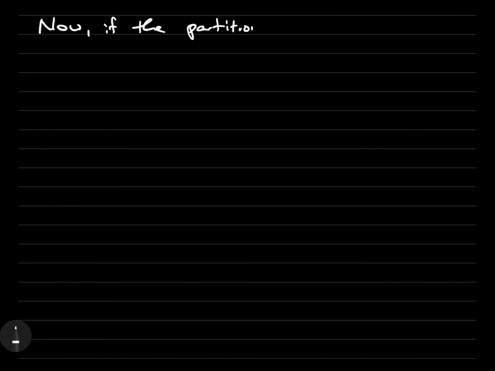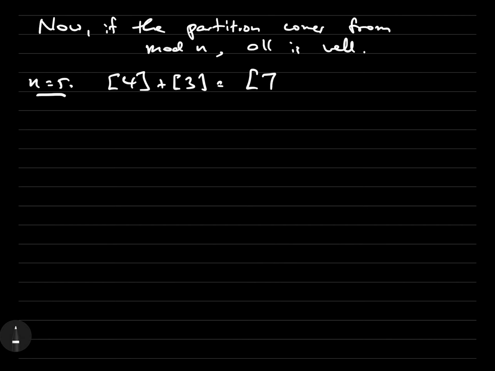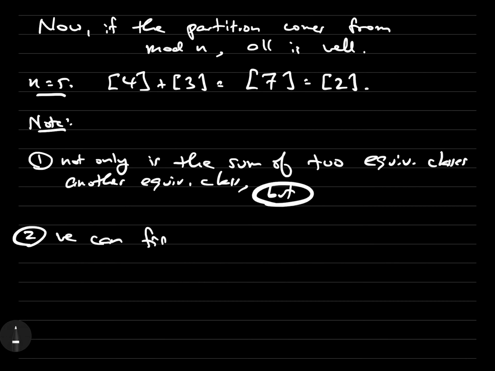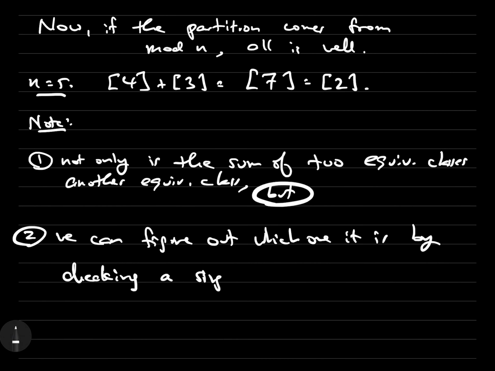But remember, when the partition comes from mod n, for example, if n equals 5, if I take the two sets, the equivalence class corresponding to 4 and the equivalence class corresponding to 3, I can add those two sets by saying take 4 and 3. 4 plus 3 is 7. 7 is equivalent to 2. Therefore, the class corresponding to 4 plus the class corresponding to 3 is the class corresponding to 2. So two things are true. Number one, the addition respects the partition in a certain way. If I take any two sets in the partition and I add them, I get another set in the partition. And something even nicer is true, is that we can figure out which set we get by choosing a representative on both sides. That's actually quite special.